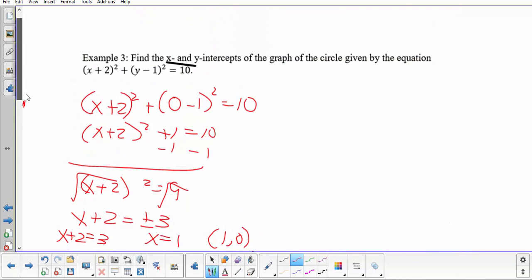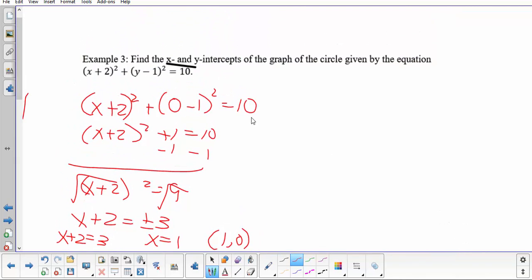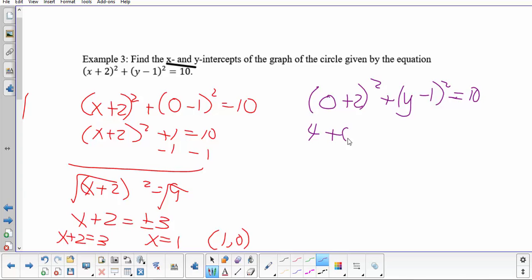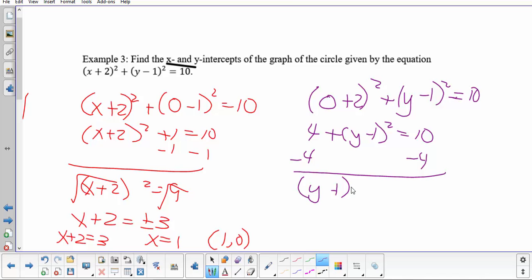Now we can go back and find the y-intercepts. To find the y-intercepts, we do the same thing, only we make x 0. So we'll have (0 + 2) squared plus (y - 1) squared equals 10. So 4 plus (y - 1) squared equals 10. Subtract the 4. (y - 1) squared equals 6.